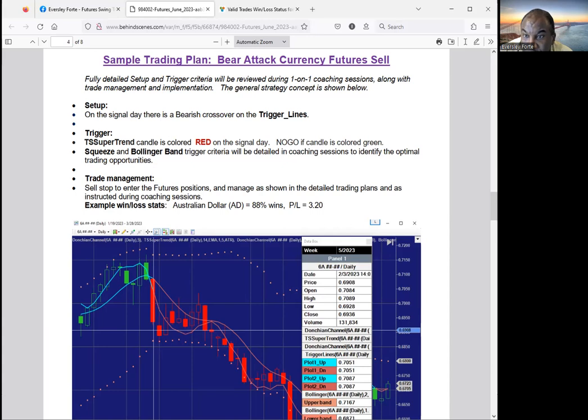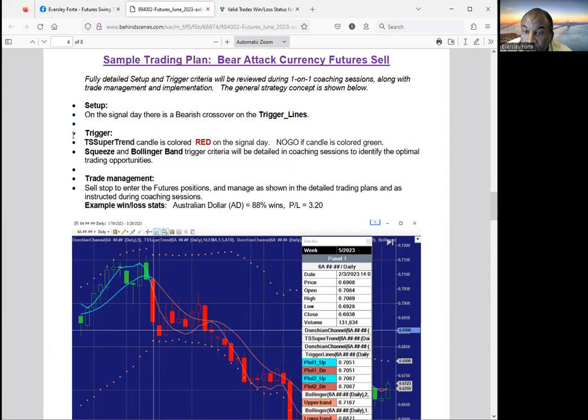So how we set up trading plans is just a sample trading plan here, but we usually have a setup, trigger, and trade management terminology we got from Jake Bernstein. The setup is going to be visually what you look for. And here it says, generally speaking, it's going to be a bearish cross in the trigger lines. Two lines crossing down, and we'll go through that in a little more detail. But a bearish cross in the trigger lines.